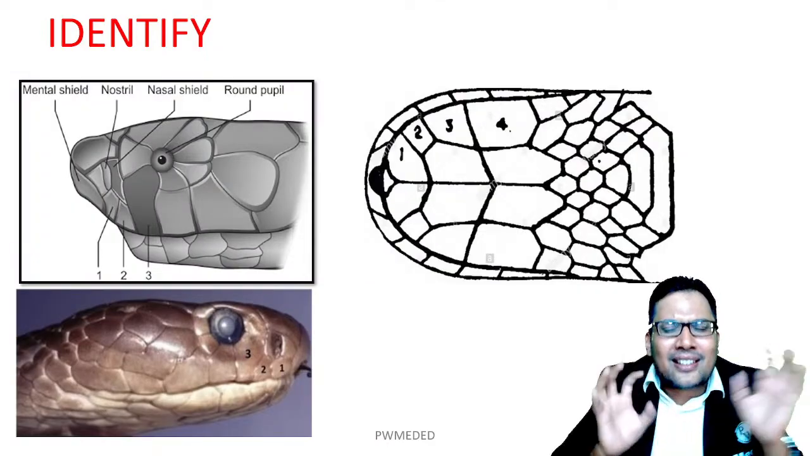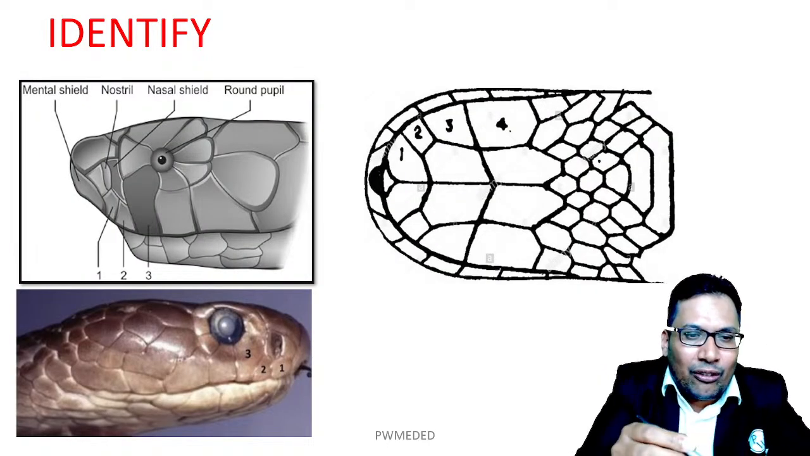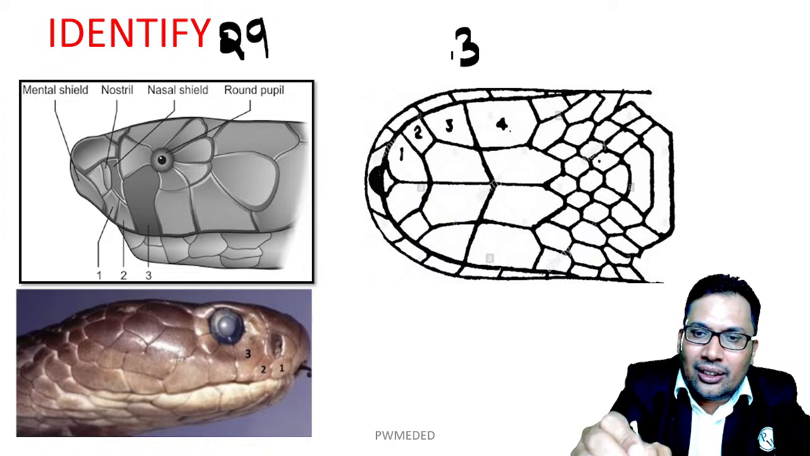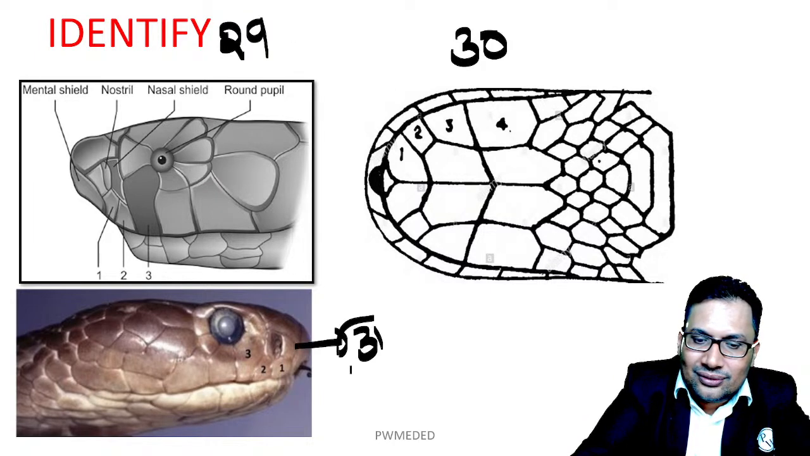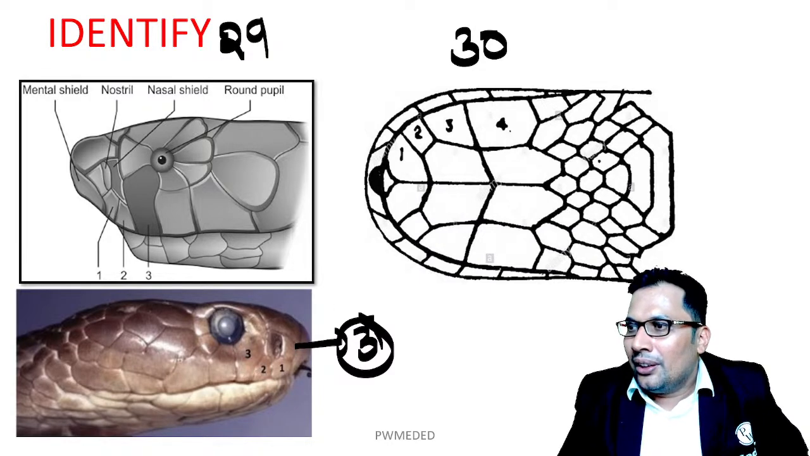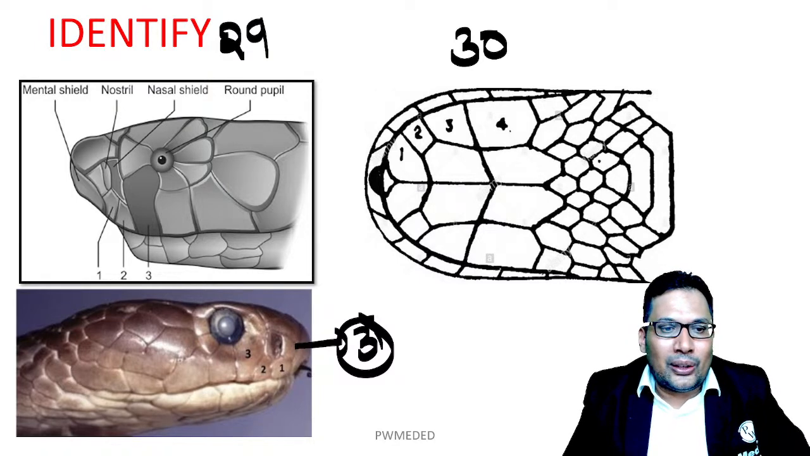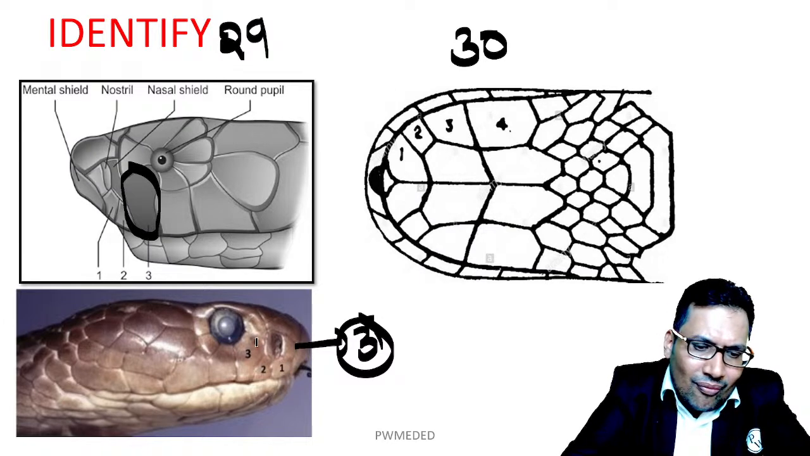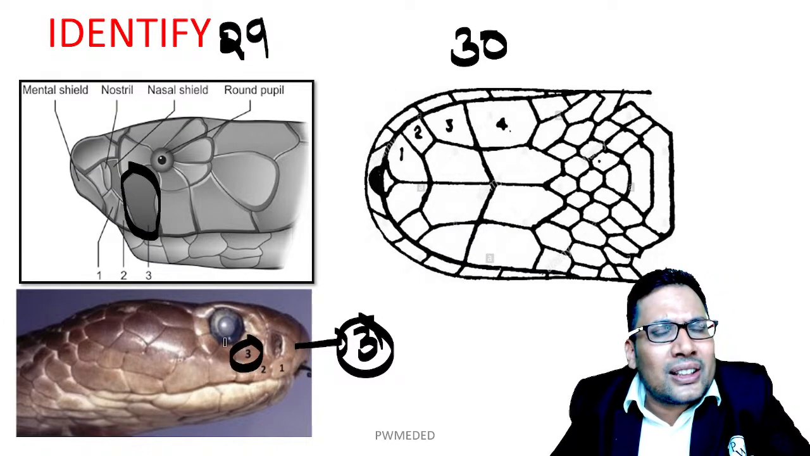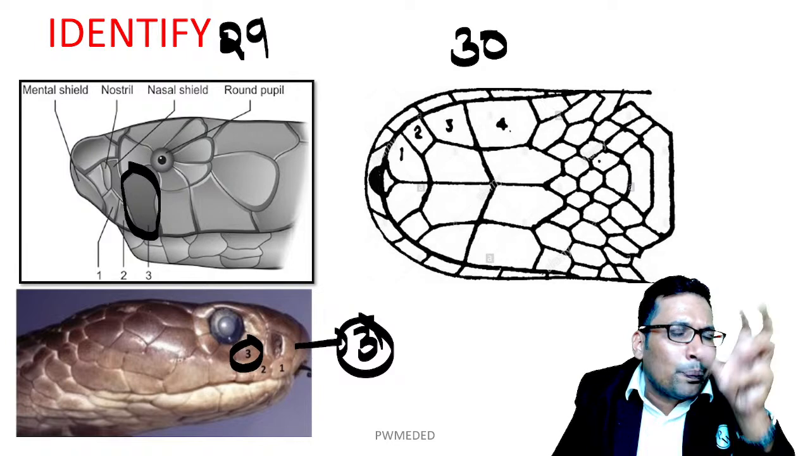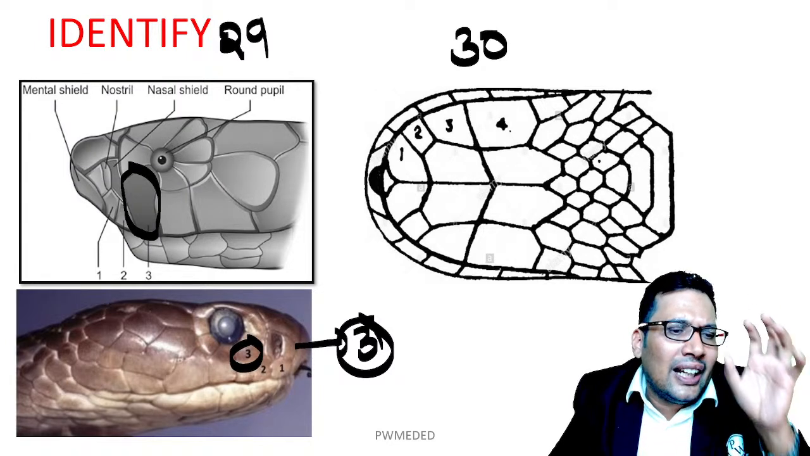Now an interesting question, a bit difficult. Look at this. What is this? This was asked in one of the NEET PG exams. You can see here the third scale, the third labial, that is the supralabial scale, touches both the eye and the nostril.